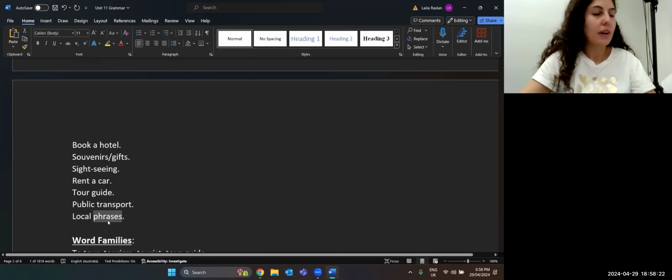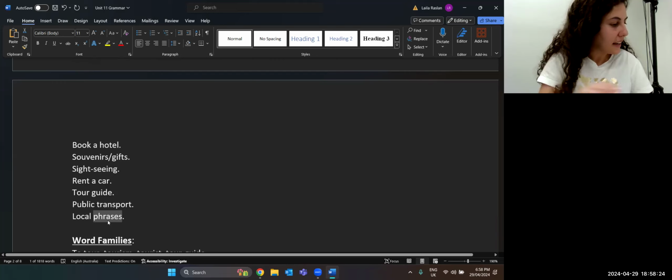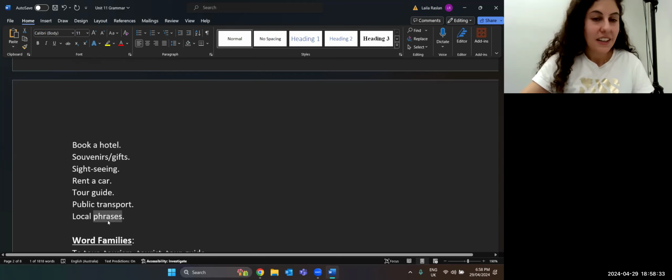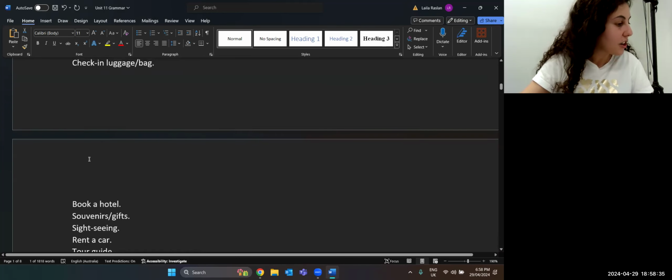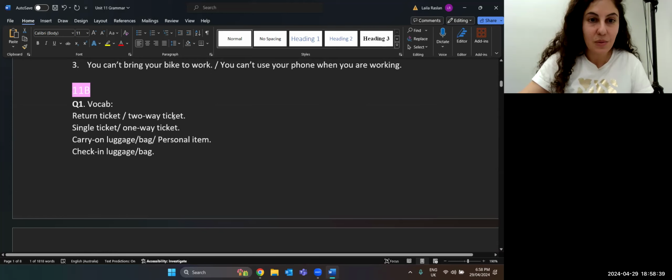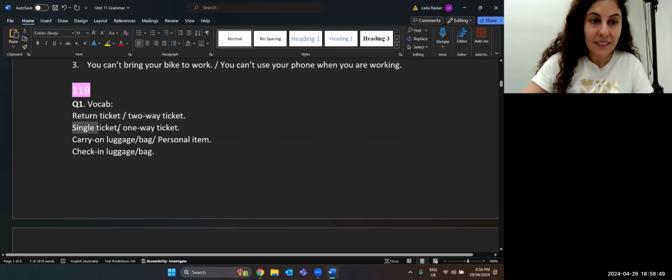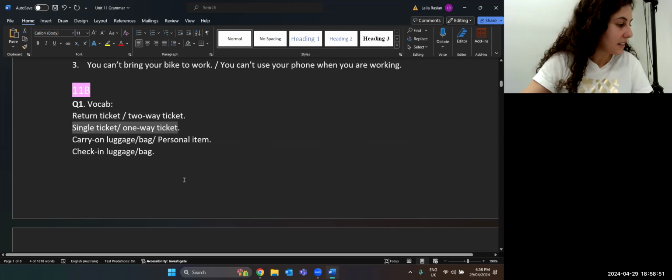Okay, so we're going to read a questionnaire from a tourism magazine and find the words in the questionnaire to match these definitions. So just the same question. A ticket for travel to a place and back is this one. A ticket for travel to a place but not back is this one, the single ticket.